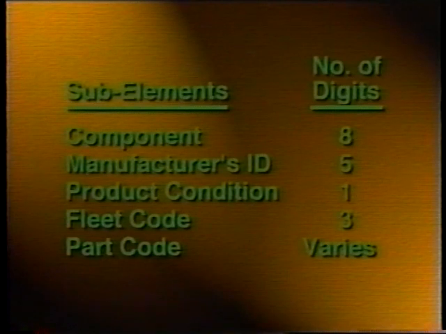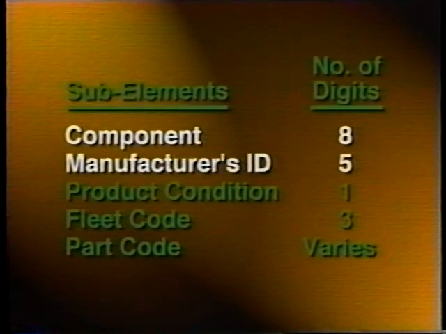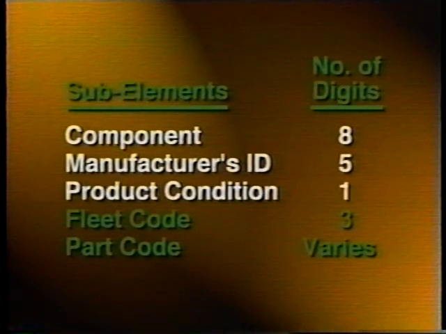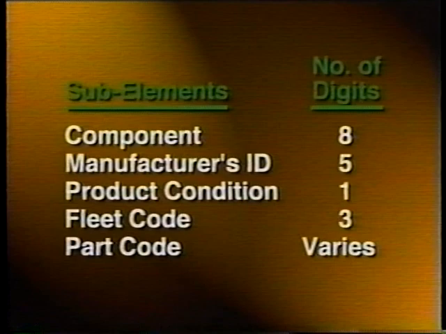The Complete Standard Parts Identification System, SPIS, is composed of four sub-elements, plus the manufacturer's part code. They include the component code, 8 digits; manufacturer's ID code, 5 digits; product condition code, 1 digit; fleet code, 3 digits; and the manufacturer's part code, which varies.